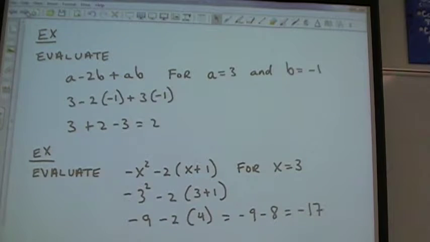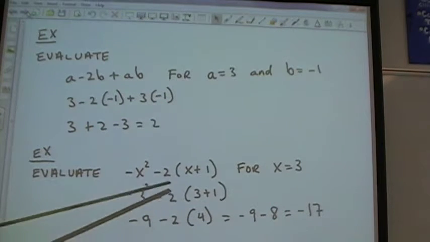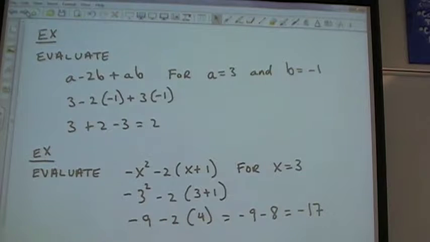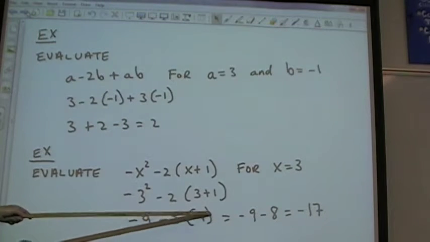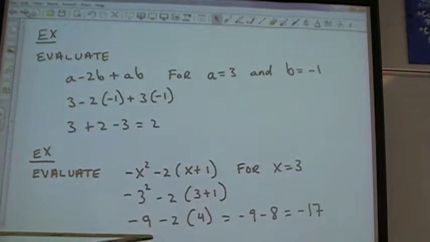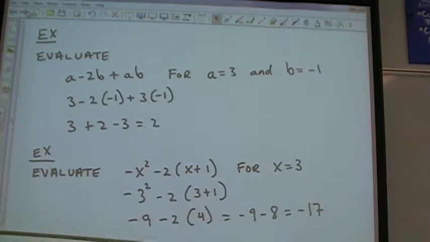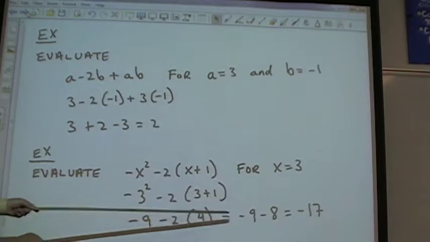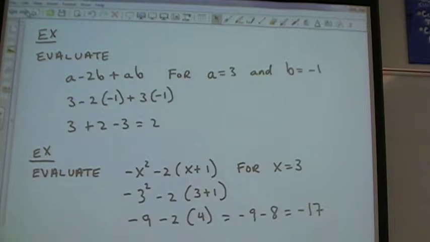Okay. -2 times 3 plus 1 is 4. Here, make sure we multiply here. Don't combine these two first, because we wouldn't be using orders of operation. So I do -9 minus 8 to get -17. Okay.